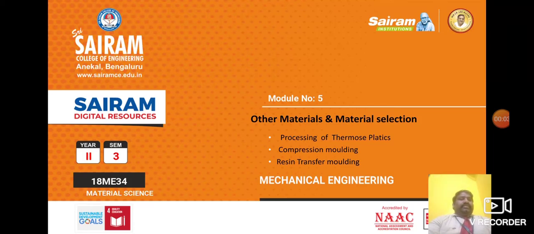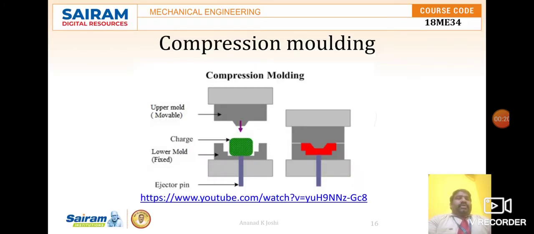Again, the other materials and material selection we are going to discuss now, and furthermore the processing of plastics. The first one is compression molding and resin transfer molding. Okay, so what is compression molding?